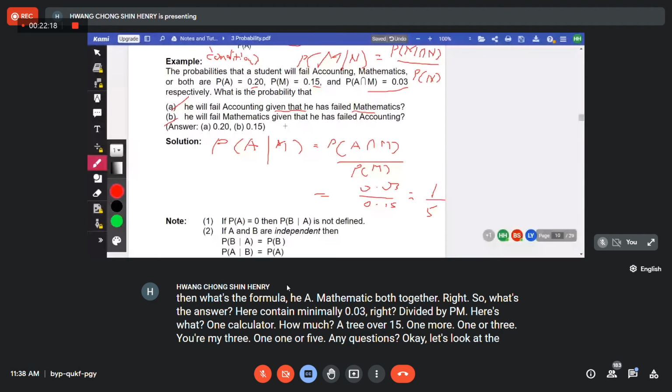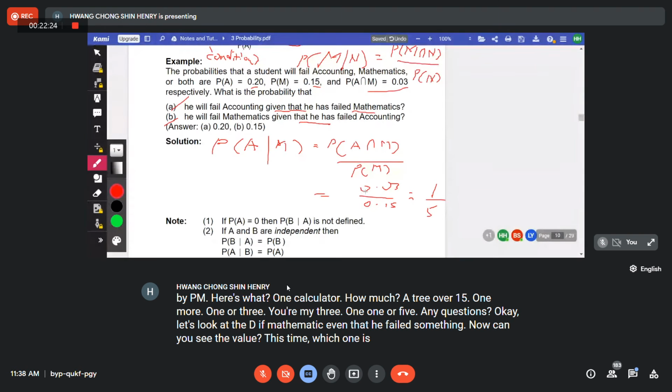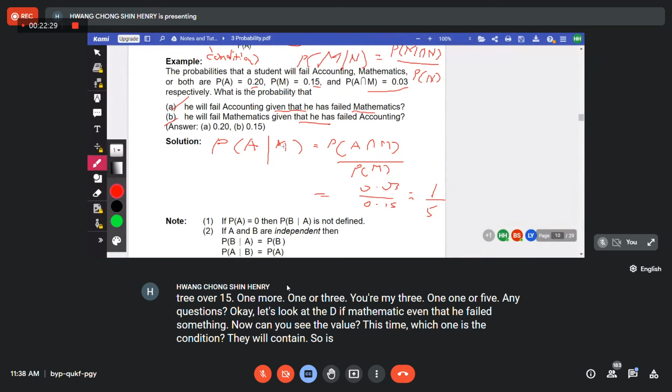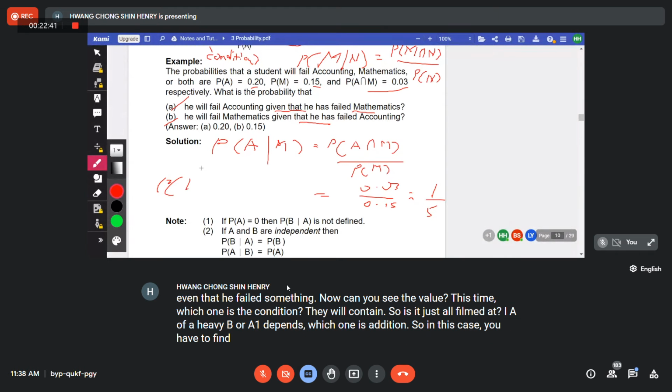He failed mathematics given that he failed accounting. Now, can you see the reverse already? This time, which one is the condition? Fail accounting. So you see just now, fail mathematics. Now you fail accounting. So that's why I say A or B can be B or A, depends which one is the condition. So in this case, you have to find fail mathematics with the condition fail accounting.